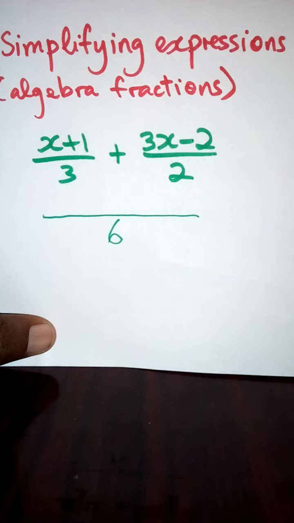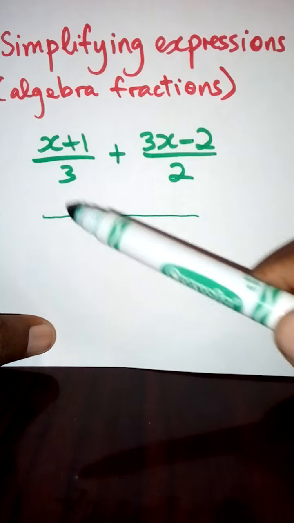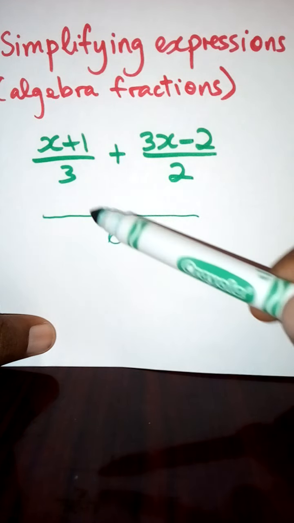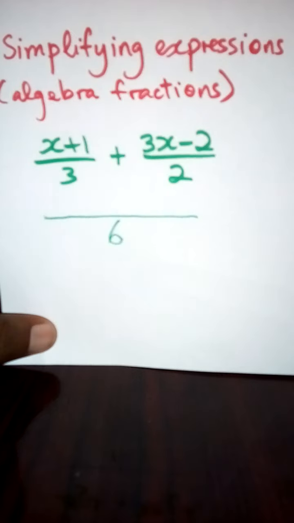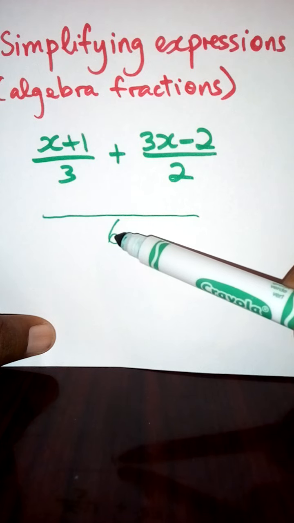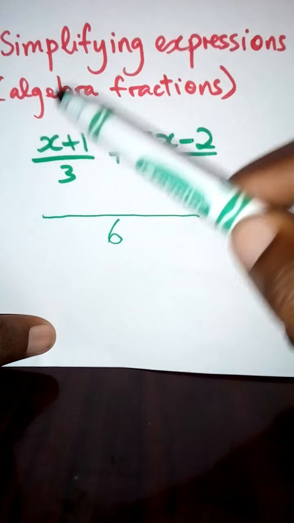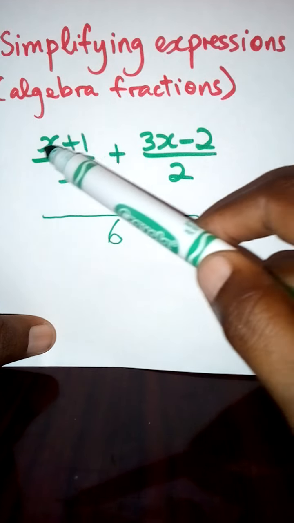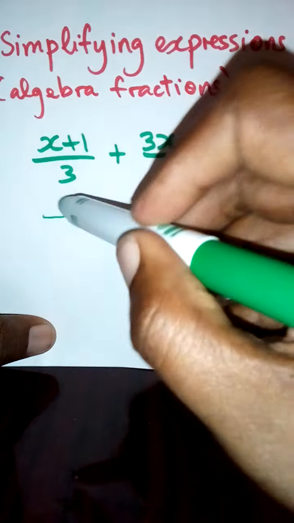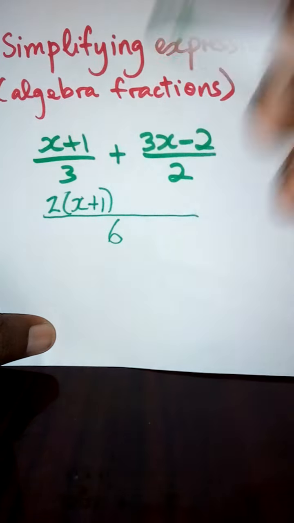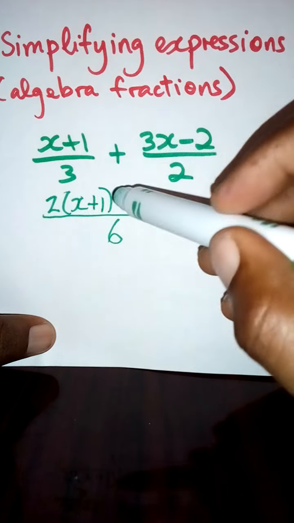Procedure: we divide each denominator into the lowest common denominator. So 3 we'll divide into 6, gives 2. Take that 2 and multiply the numerator. Let me repeat. 3 into 6 goes 2 times. That 2 we'll use to multiply the numerator, which is x plus 1. But these are two terms. So in order to multiply two terms, we will use a bracket. So 2 times x plus 1, close bracket. Plus sign, replace the plus sign.